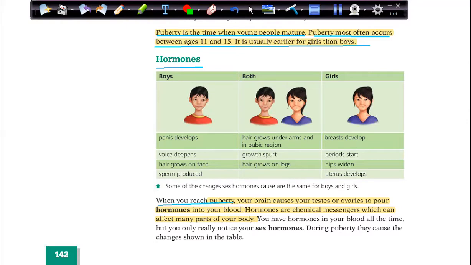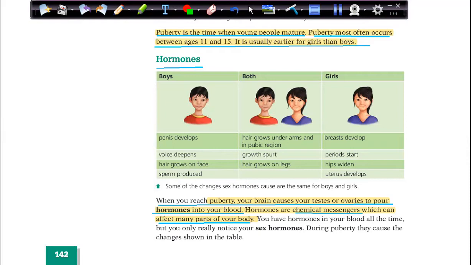When you reach puberty, your brain causes your testes or ovaries to pour hormones into your blood. We studied before about testes and ovaries, and we said these organs release sperm cells and egg cells. Also, when you get into this puberty stage, your brain will cause these two organs to pour hormones. These hormones are chemicals, chemical messengers, which can affect many parts of your body. So these hormones go into your blood and affect many parts of your body.